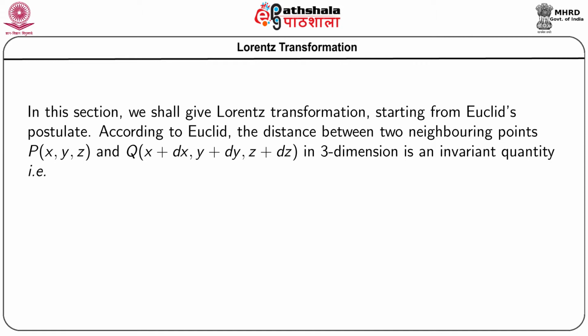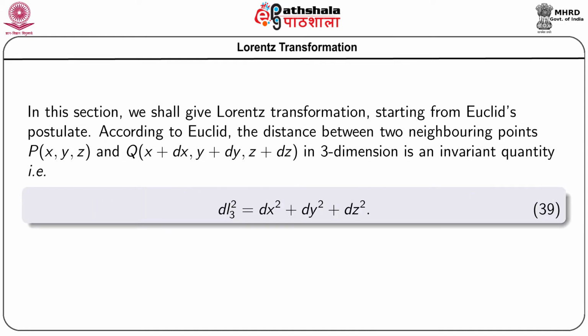Now, from Euclid's postulates, we know that the distance between two neighboring points whose coordinates are P(x, y, z) and Q(x plus dx, y plus dy, z plus dz) in 3 dimensional space is an invariant quantity, and we have this expression. In our previous chapters we have discussed this: dl square equals dx square plus dy square plus dz square.